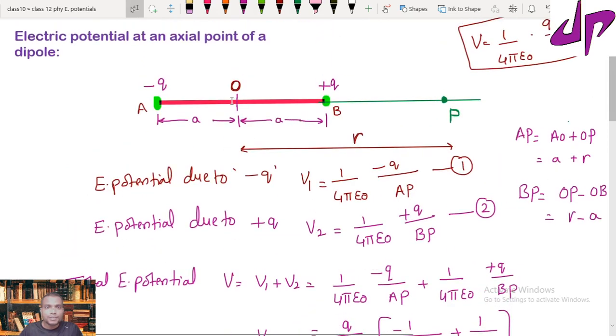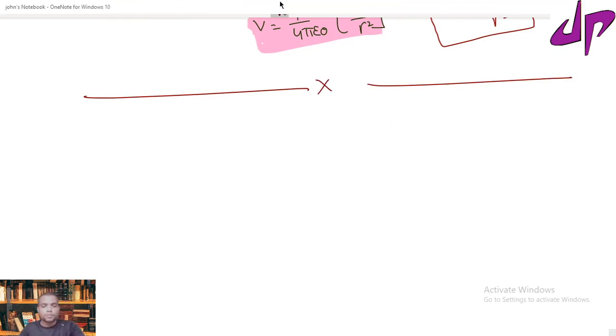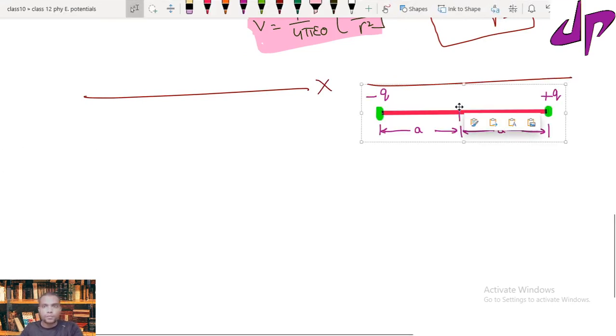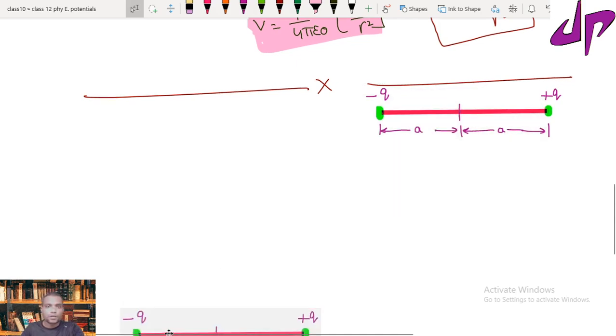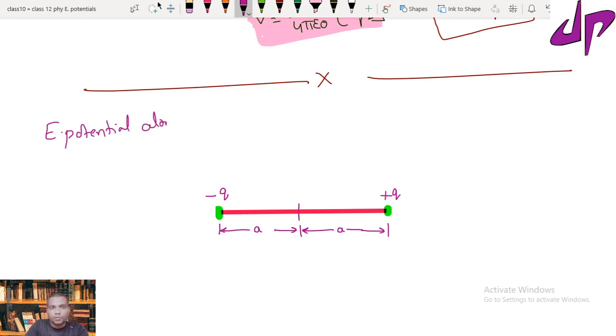Suppose I take this setup, the electric dipole. We will find the expression for the electric potential at another point, that is, the electric potential along the equatorial point due to an electric dipole.